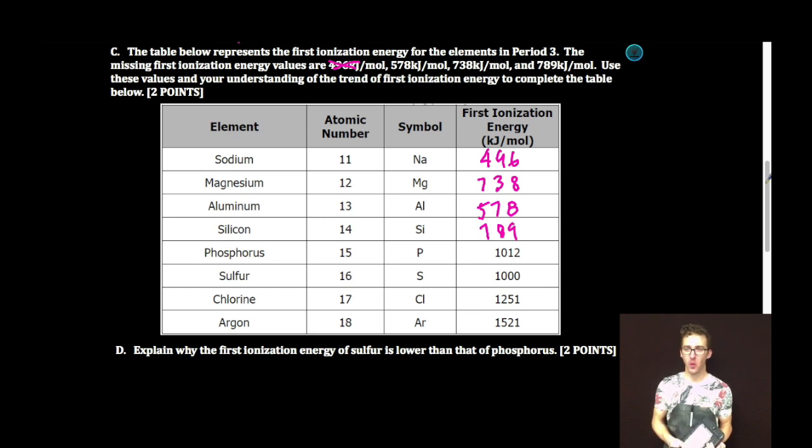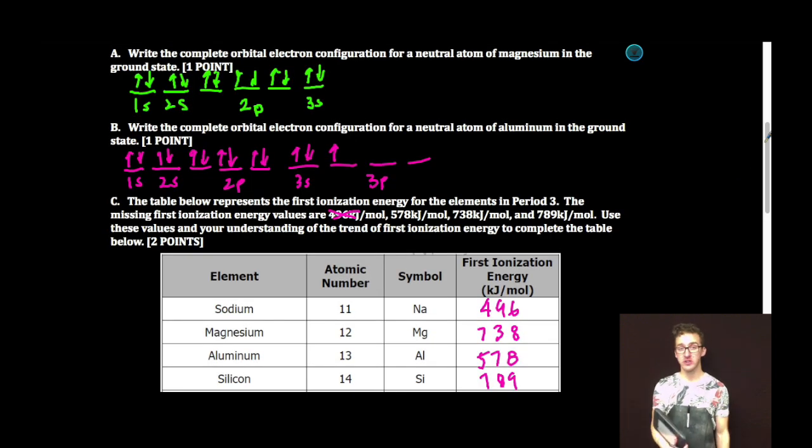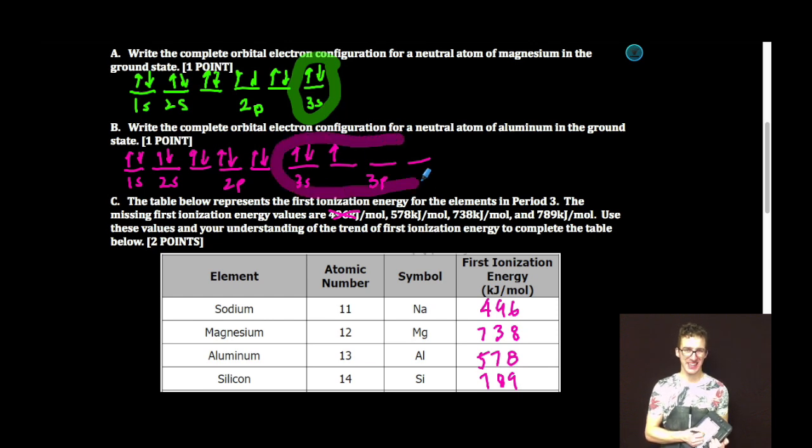Now, as you think about why, come back to the orbital notations that we just drew out in parts A and B. Notice that magnesium has 2 valence electrons in the third main energy level, and they're in the S sublevel, while aluminum has 3 valence electrons in the third main energy level. One of its electrons is in the 3p sublevel, and those p orbitals do not penetrate the nucleus as well, and therefore it's going to require slightly less energy to pull off this first electron for aluminum.